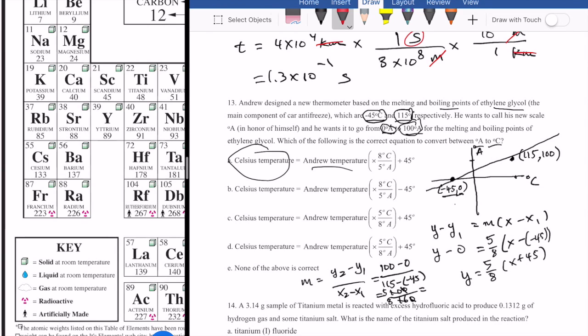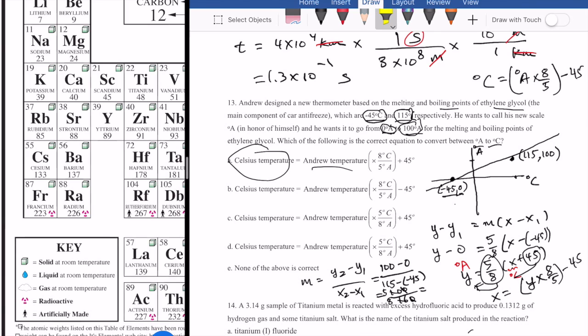Your degrees A here is actually your y-axis, and then your degrees Celsius is your x-axis. So basically what you want to do is rewrite this equation so you're solving for x instead of y. Y times 8 over 5. And then at that point you're left with x plus 45. The 45 has to be brought to the other side too, so then it's that minus 45. That's your x. And your x is your degrees Celsius. So then the correct answer would be degrees Celsius is going to be equal to degrees A times 8 over 5 and then minus 45. So that one would be answer B right there.